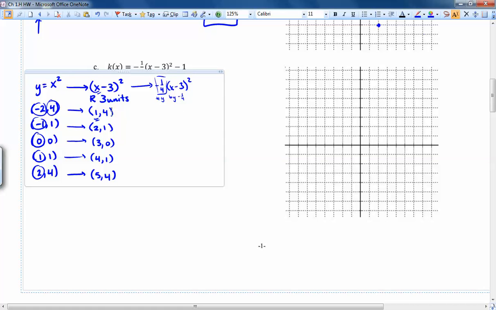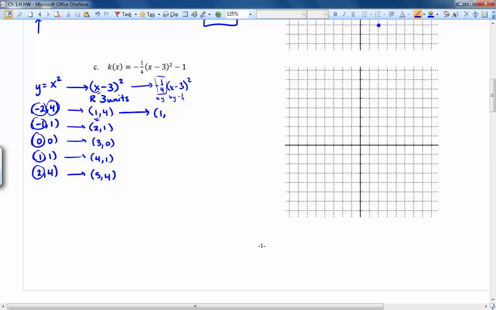Okay, so if I multiply y's by negative 1/4, the x's stay the same, and now the y is going to be negative 1 here. This one will be 2, negative 1/4. This one will be 3, and then that stays at 0. This one will be 4, negative 1/4. And this one will be 5, negative 1.